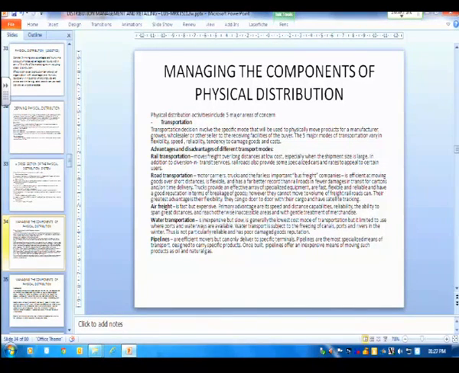The second one is road transportation. This involves motor carriers, trucks, and the far less important bus freight companies. This is efficient at moving goods over short distances, is flexible, and has a far better record than railroads in fewer damages in transit for cartons and on-time delivery. Trucks provide an effective array of specialized equipment, are fast, flexible, and reliable, and have a good reputation in terms of breakage of goods.